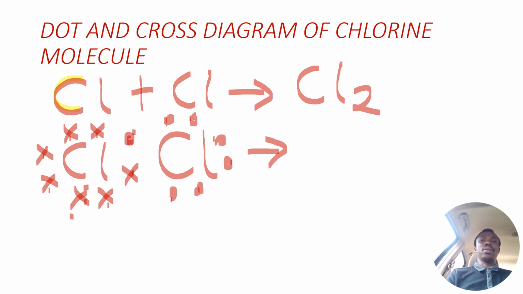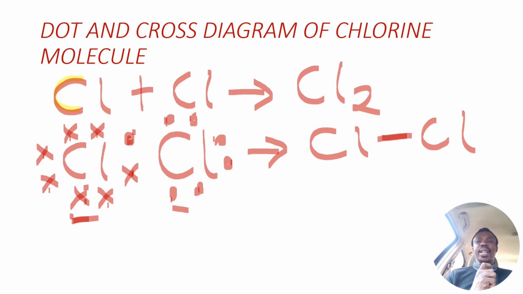If we are to represent it using the display formula where we show the bond, it's going to be Cl single bond Cl. The single bond is an indication that each of the chlorine atoms contributes 1 electron for its formation. So this is an example of a single covalent bond.